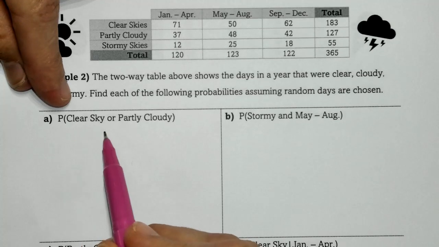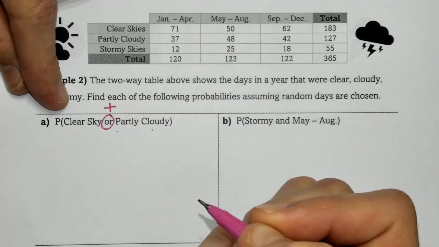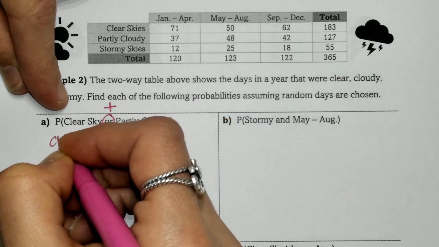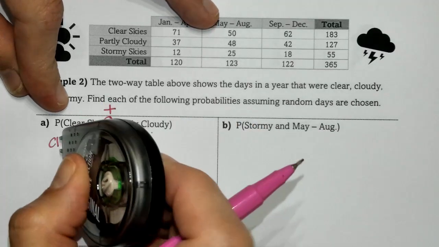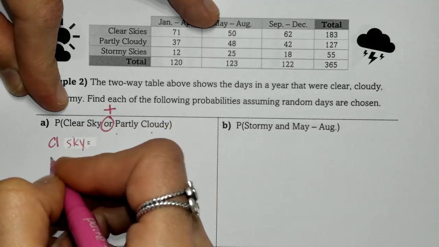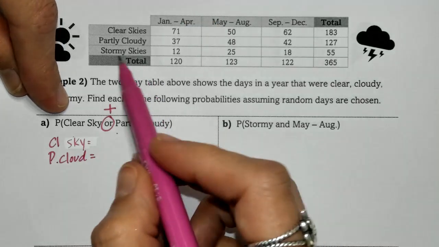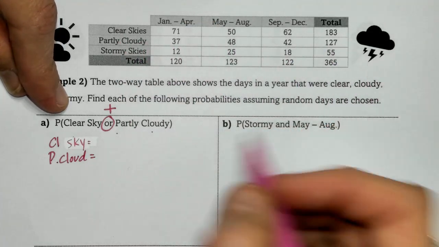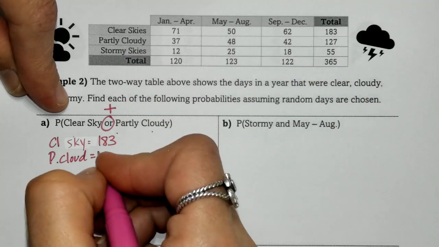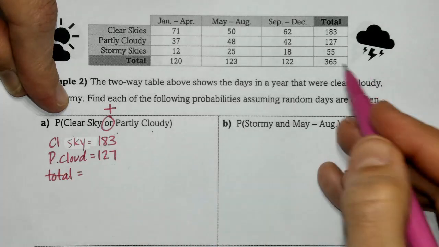The first one they want is clear sky or partly cloudy. Remembering that that "or" is going to tell us to add. So we're going to take the clear sky. I probably should spell that out. Oh, we got partly cloudy. Okay. Clear sky, and we've got partly cloudy. Clear sky up here, total clear skies, 183. Partly cloudy, total partly cloudy is 127. Grand total, everything all together, 365.